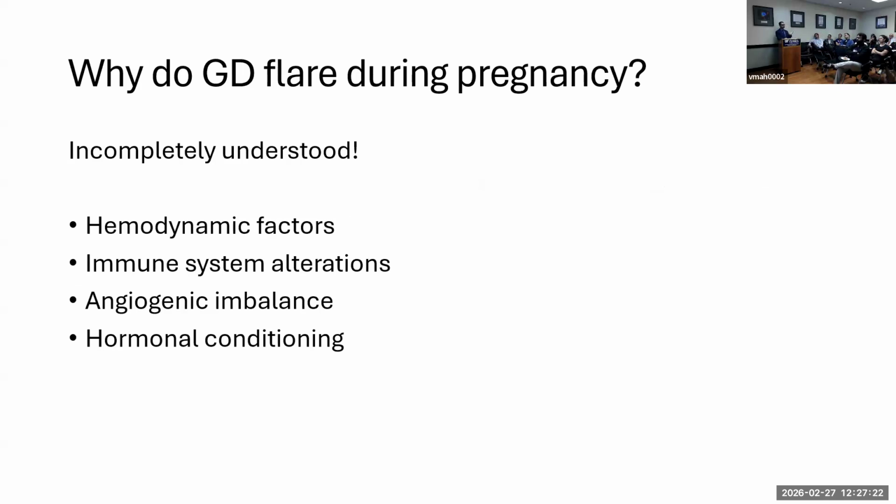So I tried to find some more information on this. It's controversial whether there's an increased risk of flare of glomerular diseases in pregnancy. And the papers that say yes, these are some of the factors which they think contribute. It goes back to glomerular hyperfiltration, hemodynamic factors, immune system alterations, androgenic imbalance, and hormonal conditioning. But again, the jury is out whether there's actually an increased risk of glomerular disease flare caused by pregnancy itself, or whether it's just due to poor disease control prior to conception.